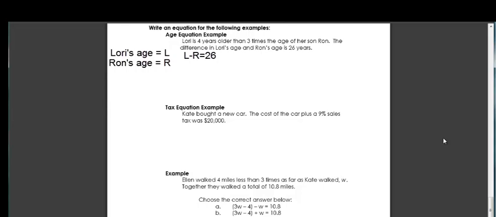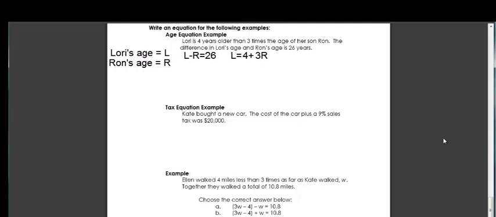Now we need to come up with an equation for the first line. And it starts off with Lori is. Remember, if you see the word is, that's an equal sign. So it should be L equals, and then it says 4 years older. So older should be addition. So 4 plus 3 times the age of her son. So 3R. So our second equation should be L equals 4 plus 3R.